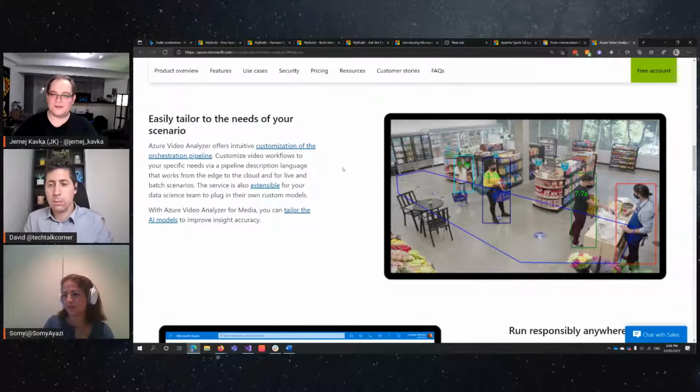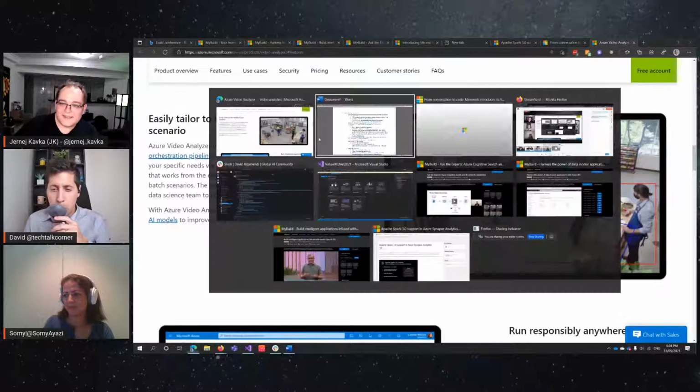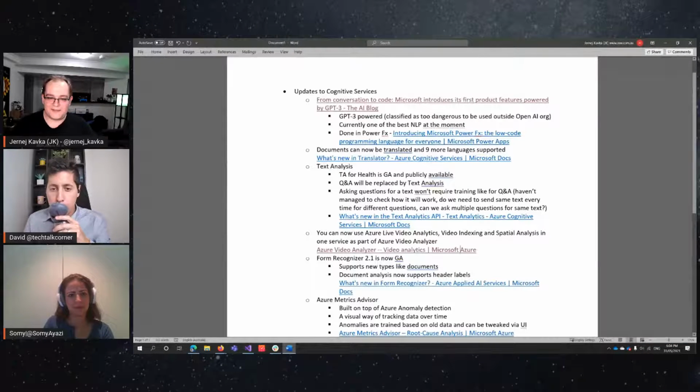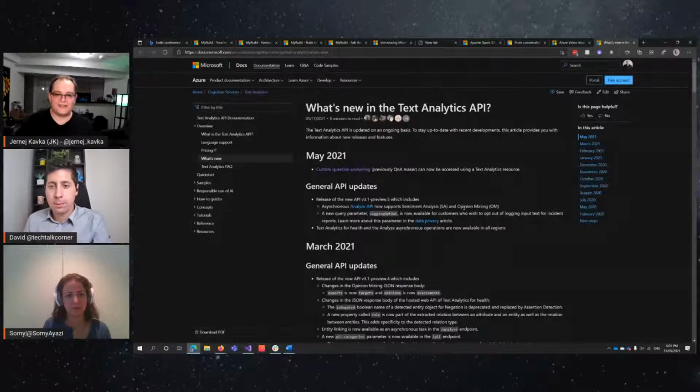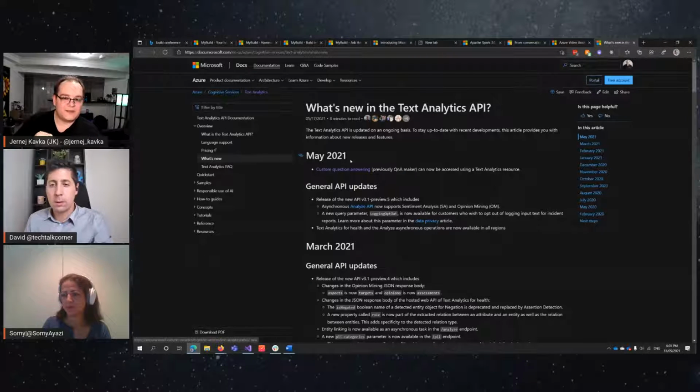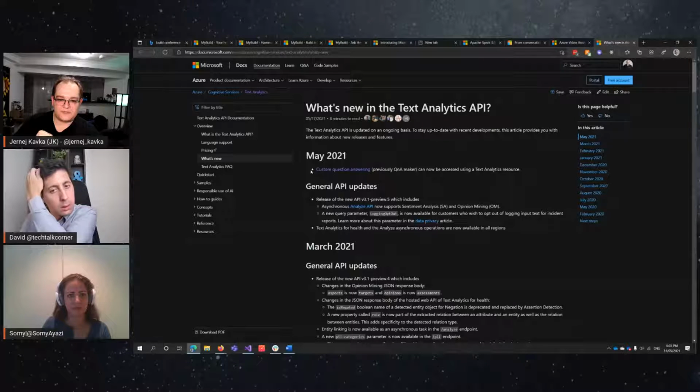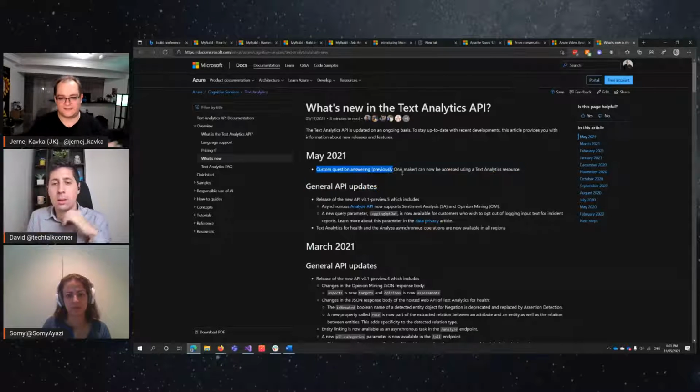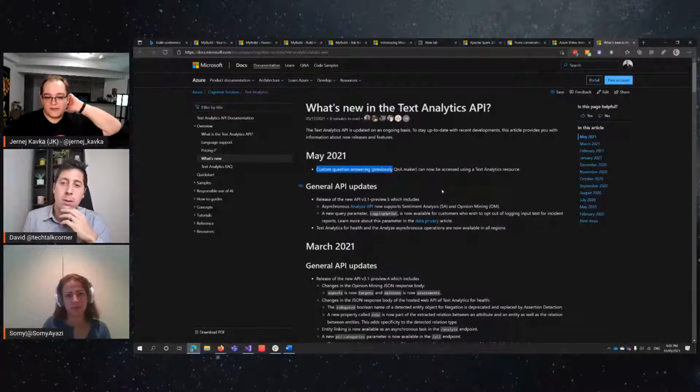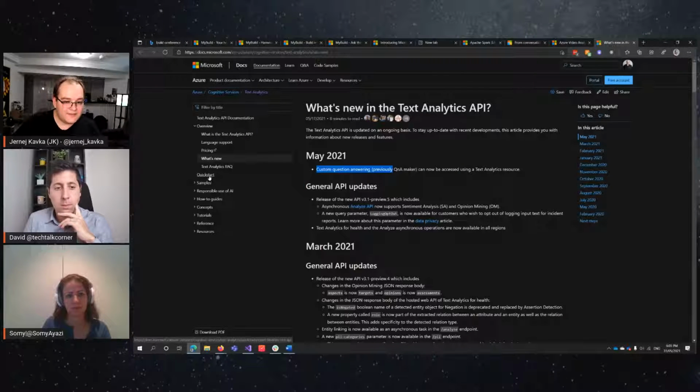Anyways, we talked a lot about this. Let's go a little bit more, how do you say, positive. And there is a text analysis API. They added some new things, what we mentioned before, custom question answering, which we said earlier. But what they also have added is the release of text analysis for health.